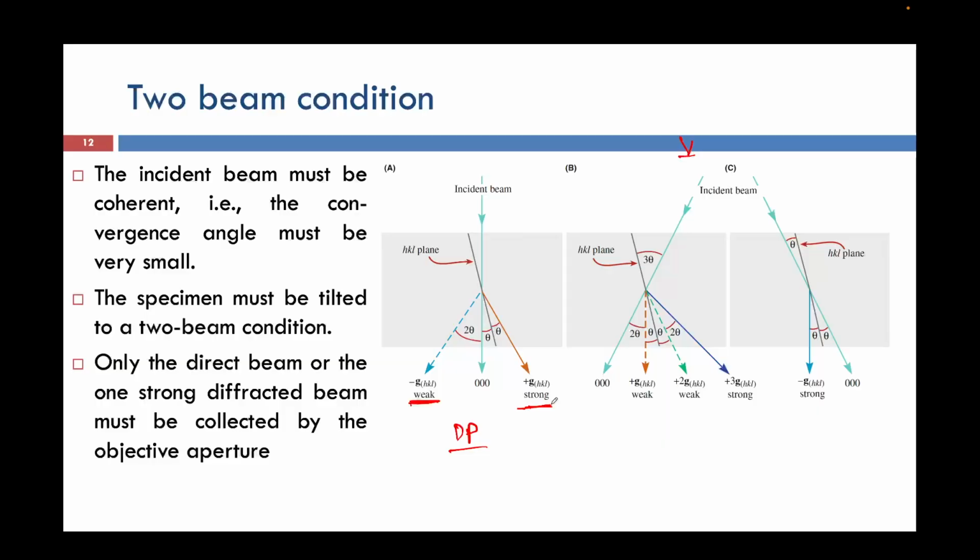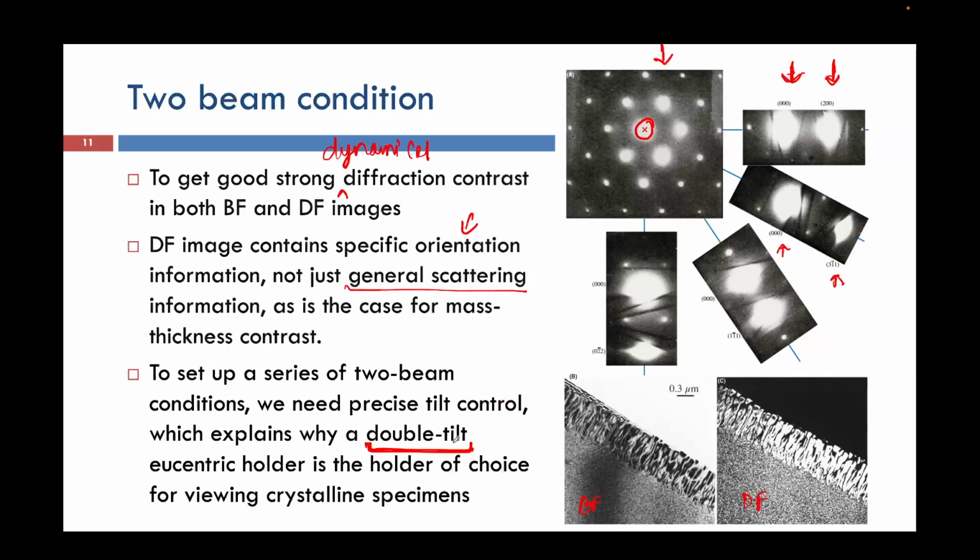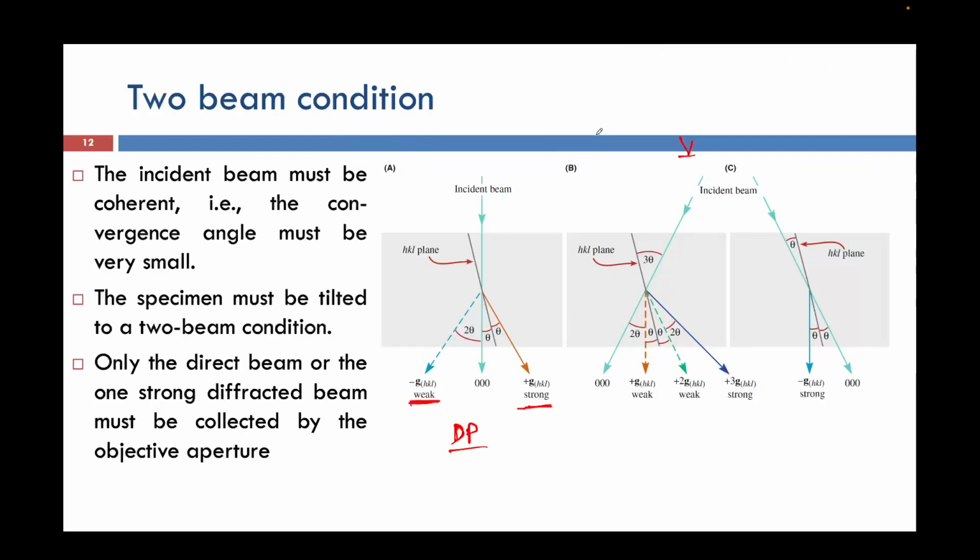So if I'm at the diffracted DP, let's say at this point, at this position, this will be my strongest beam, and all others will have less intensity, right? So one will have strong intensity and the other one, associated with minus G, will have weak intensity. Now if I rotate my incident beam or my sample a little bit, then what will happen?